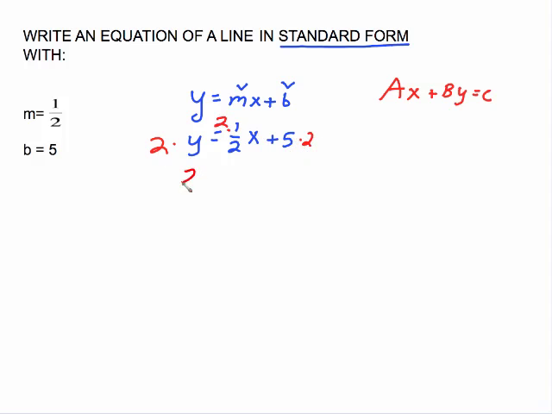2 times y becomes 2y. The 2's cancel out here, giving me 1x, or just x. 2 times 5 is 10. So I've gotten rid of the fraction pretty easily. The next is I need it in this kind of form.